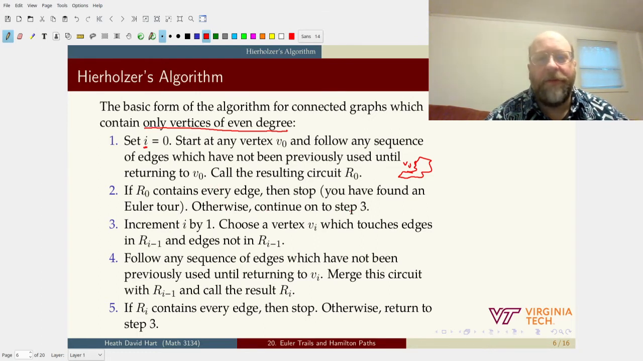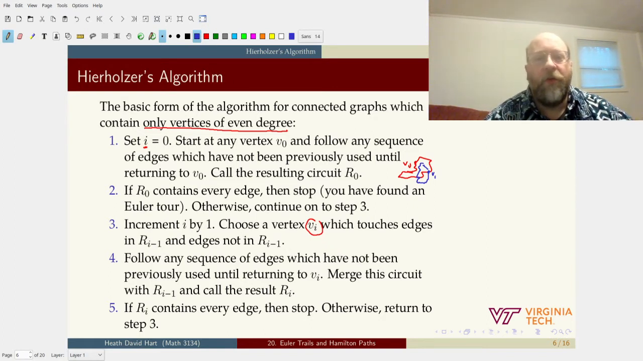Otherwise, we're going to continue on to step 3, in which we increment i by 1, and now we choose a vertex vi which touches some of the edges that are in R(i-1), in other words R0, and some edges that are not in R(i-1). So this vertex has to include some of the edges from the previous circuit and some edges to build a new circuit. And so what we'll do is build a second circuit and call that V1.